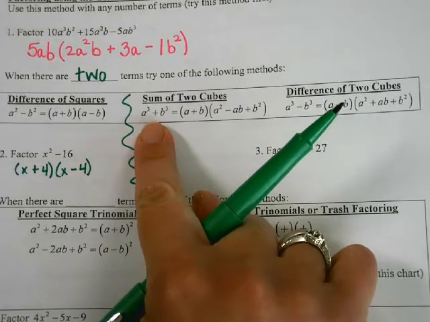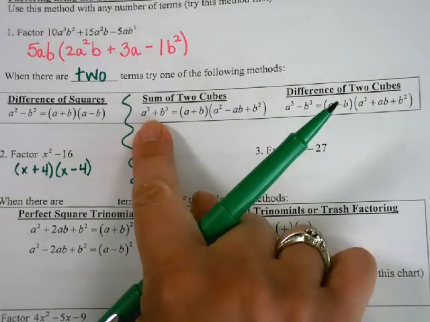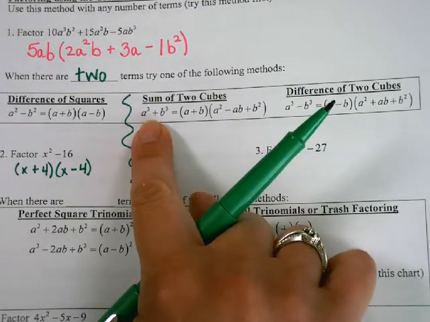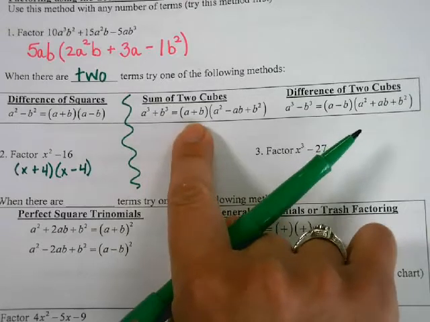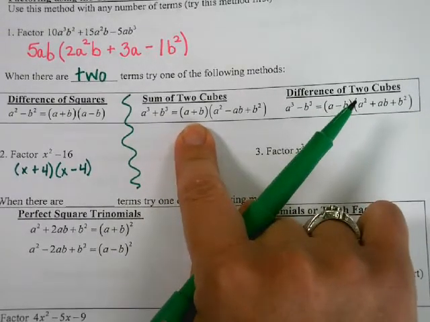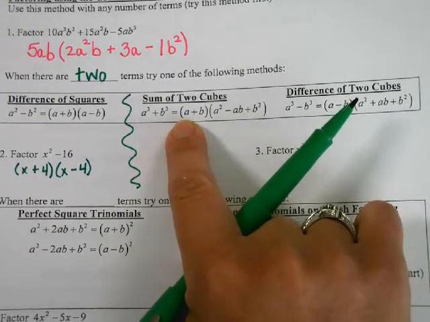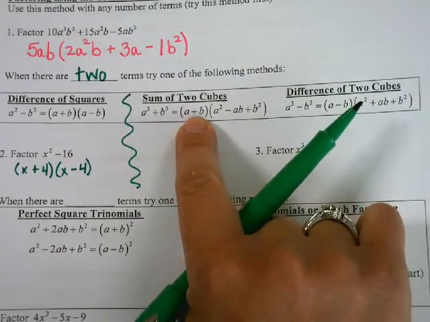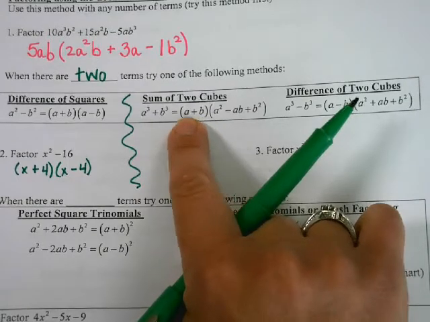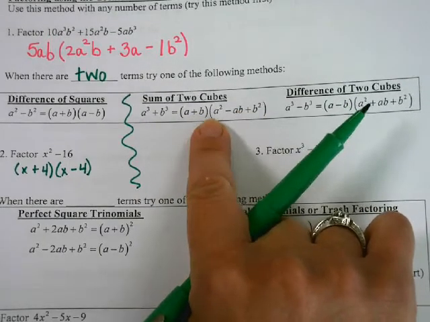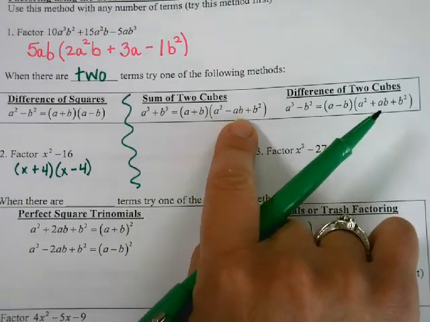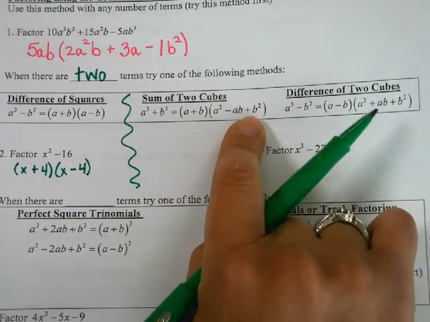With the sum of 2 cubes, a cubed plus b cubed, you drop the cubes off, so you get a plus b. And then I look at this guy and I square him. I flip that sign. I multiply them together, and then I square it. So I have a squared minus ab plus b squared.